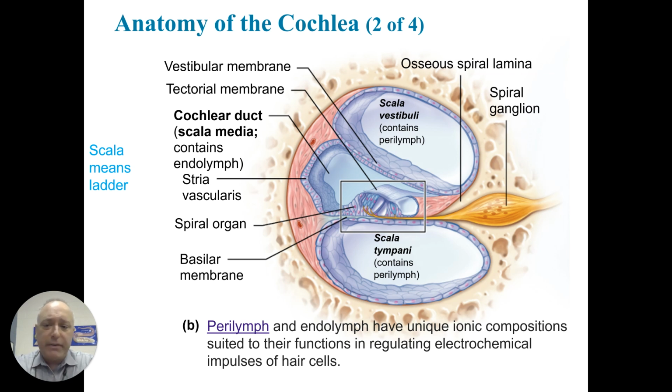It will activate hairs, which will increase action potentials. But then we also have two other containers, the scala vestibuli and scala tympani, which contain perilymph, which is very close to endolymph. Now, the perilymph and the endolymph have unique ionic compositions that allow for electrochemical transduction to occur.